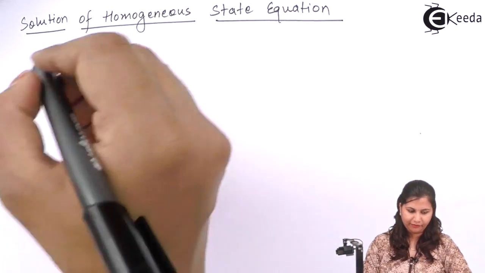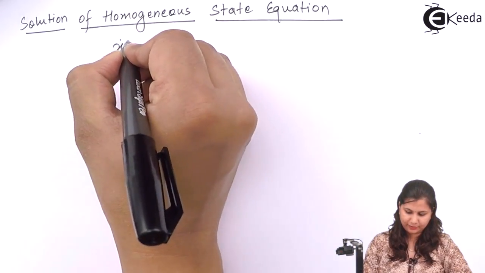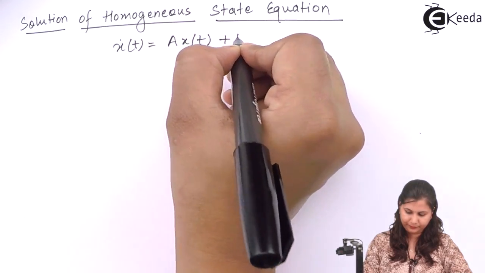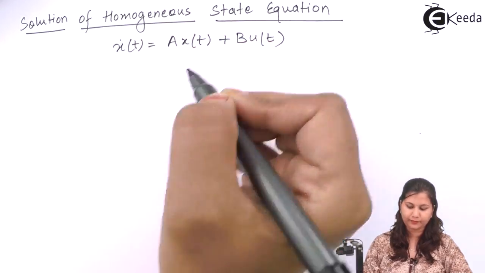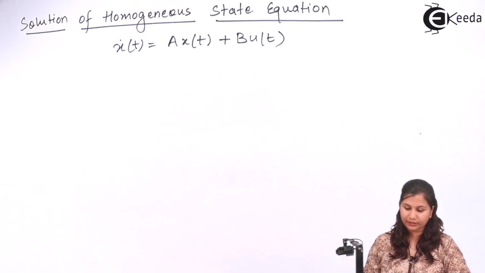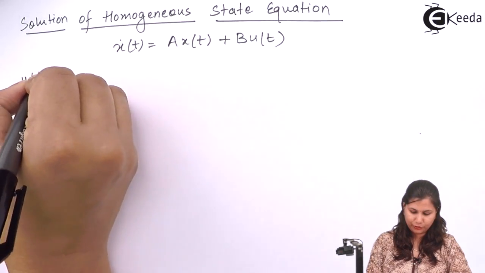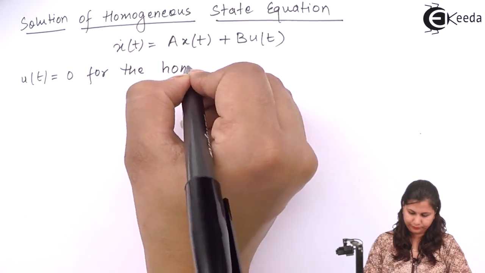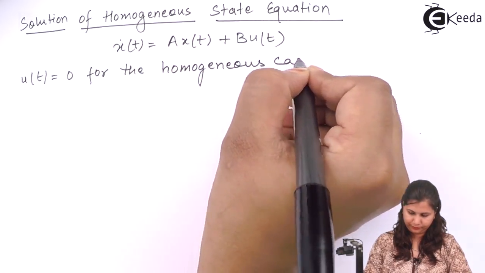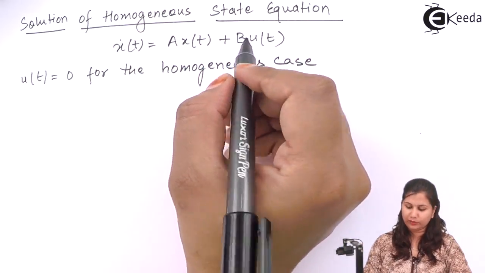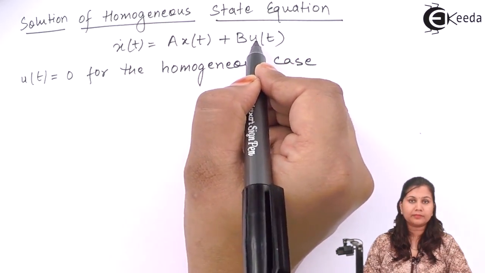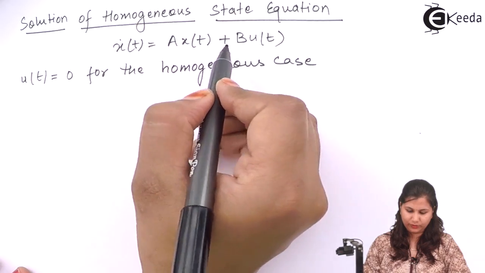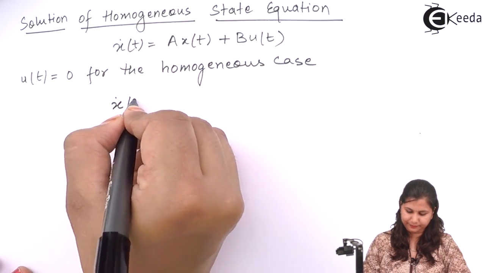Okay, so we have our state equation as x dot t equals A x t plus B u t, and for the homogeneous case u t is equal to 0. Now if u t is 0, then this term becomes 0. So x dot t is equal to A x t.